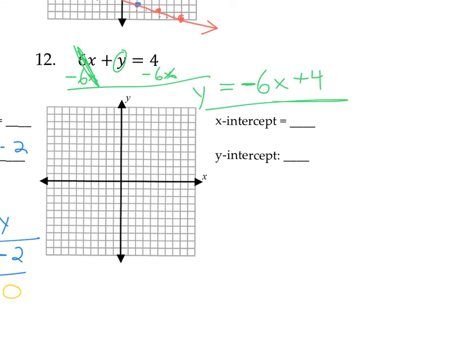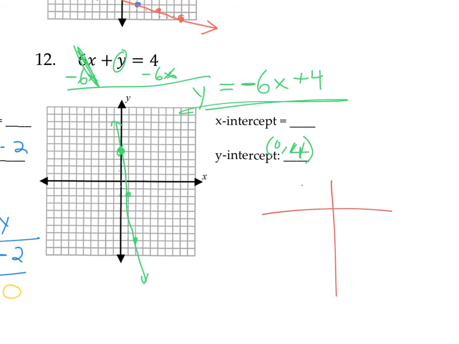Oh, I can graph that really easily. 4, 1, 2, 3, 4. Down 6, 1, 2, 3, 4, 5, 6 over 1. So you can see the x-intercept isn't a clean intercept. The y-intercept is. That's 0, 4.